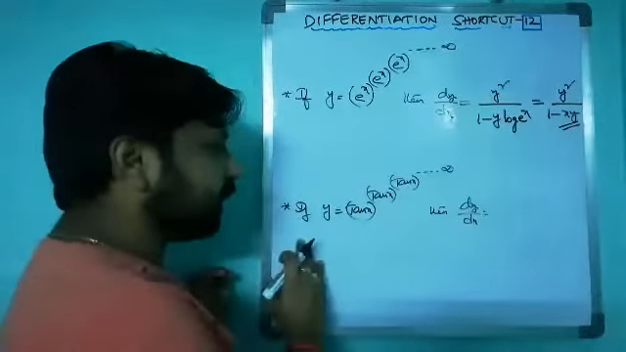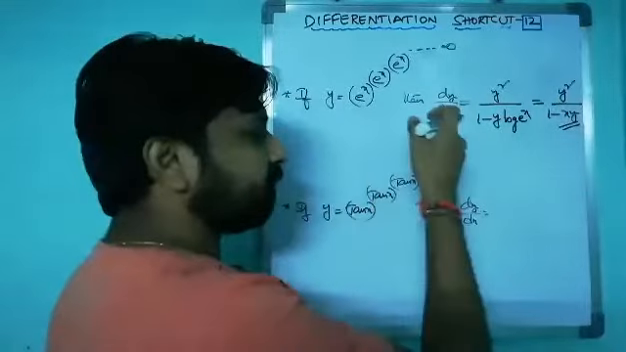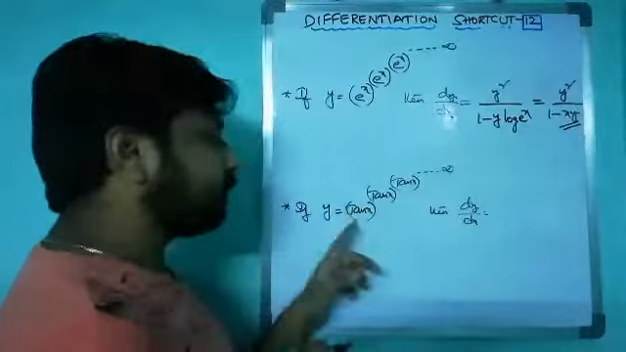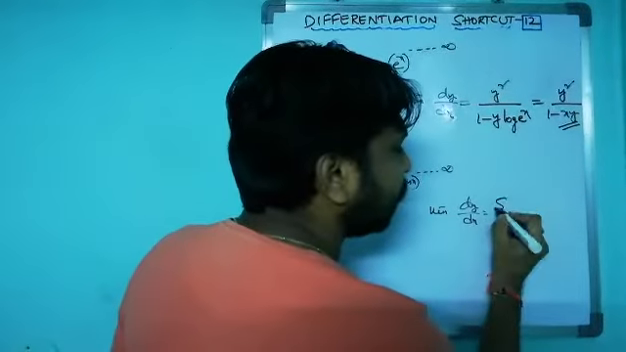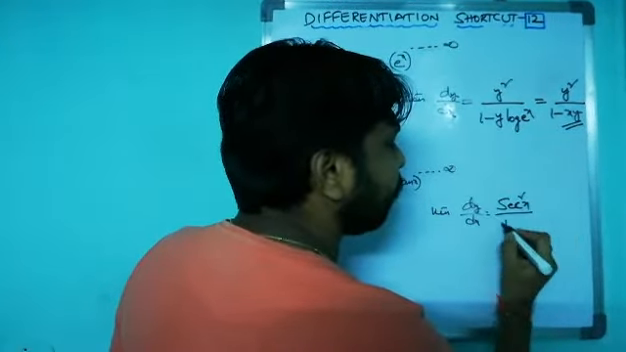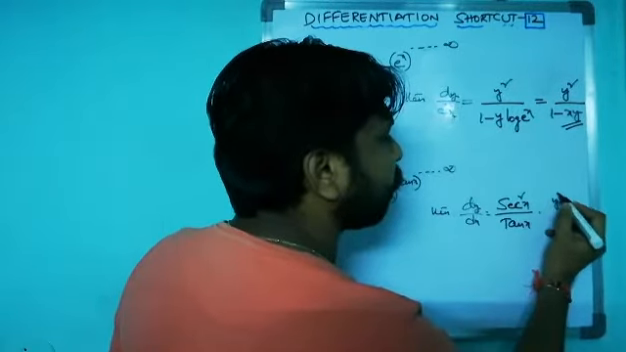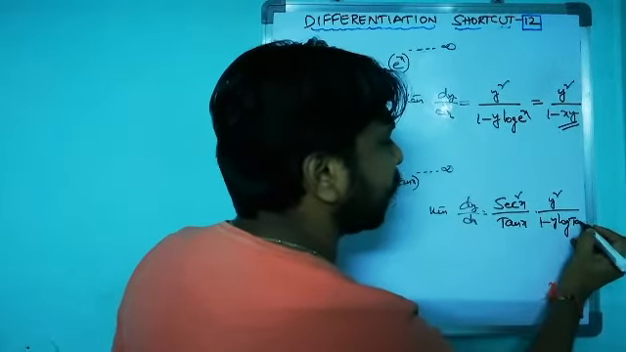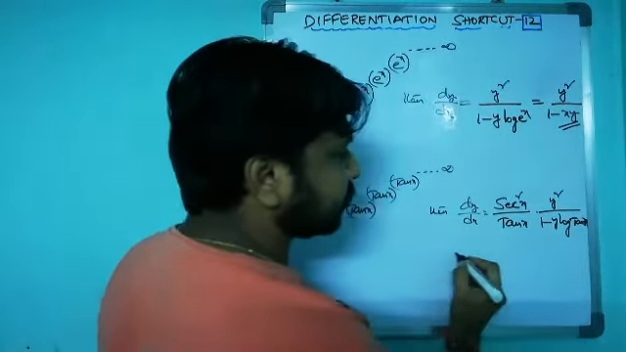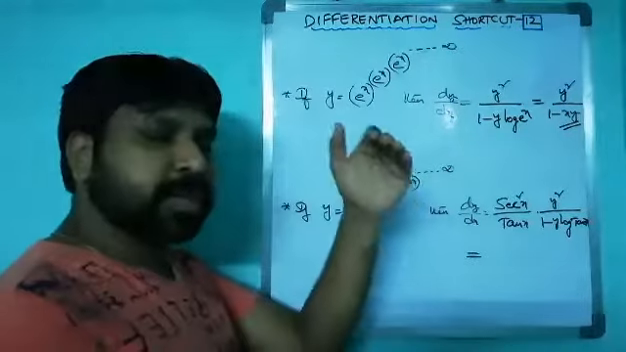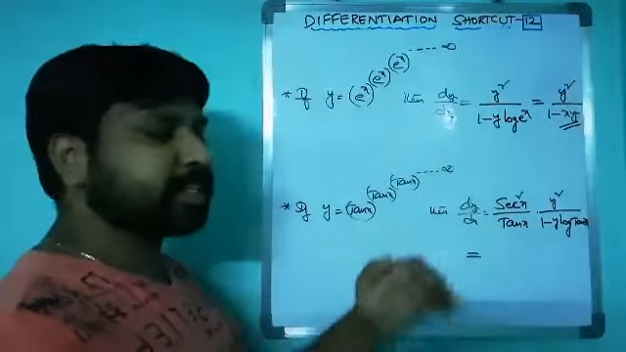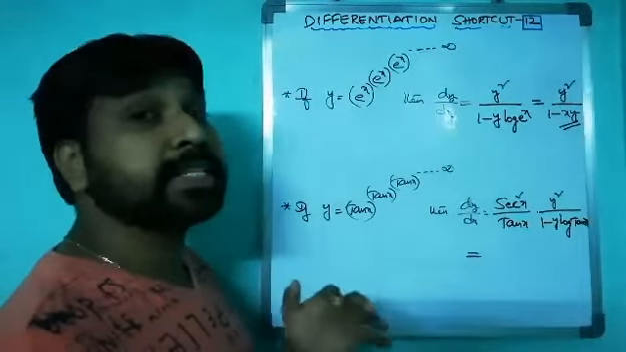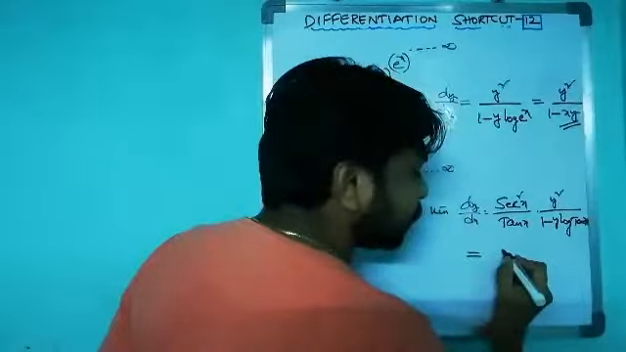Coming to the next question, friends. y is equals to tan x power tan x power tan x power tan x, so on infinite, then dy by dx is equals to f dash of x by f of x. F dash of x is nothing but tan x derivative, secant square x, by f of x, which is tan x, into y square by 1 minus y into log f of x. F of x is nothing but tan x. Secant square x can be written as 1 by cos square x. Tan x can be written as sin x by cos x. Cos x cancels. You are getting 1 by sin x into cos x.